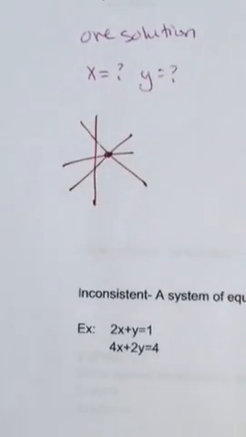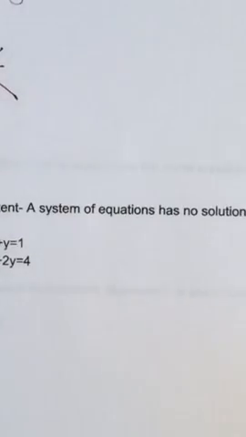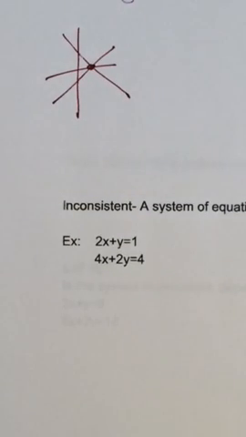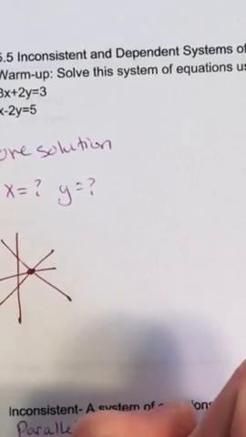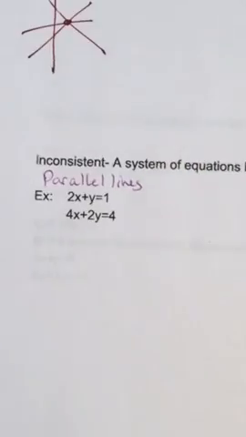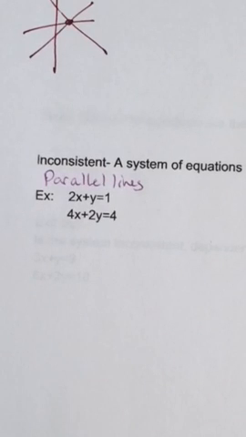Now in this section, it says the definition: inconsistent, a system of equations that has no solution. These lines never touch each other. They never intersect anywhere. So they're parallel lines. So this is another way to think about it: parallel lines. Oops, sorry. I just wrote the general note to self, parallel lines, there.